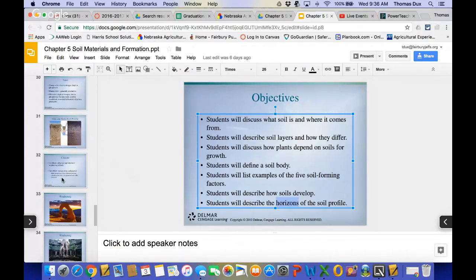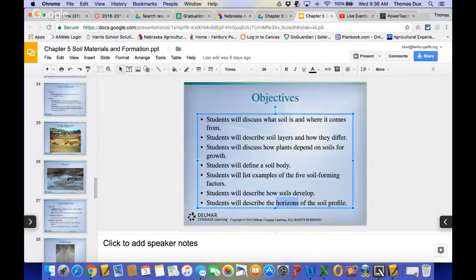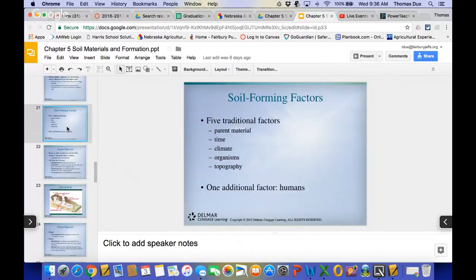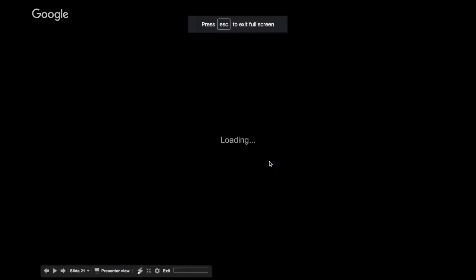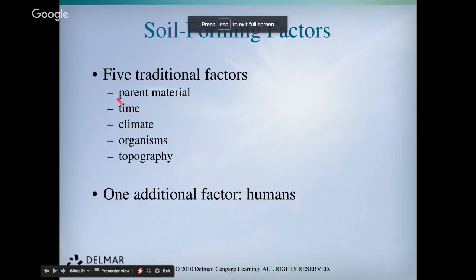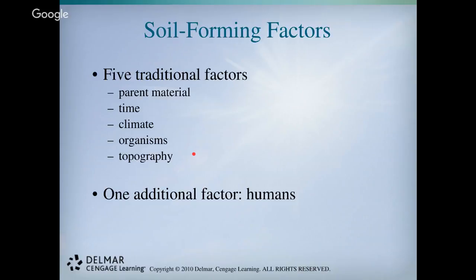So let's start off today by talking about the 5 soil forming factors, and these are the 5 traditional factors here. We have the parent material, time, the climate, organisms, and topography. There we go. And we're going to go through each of these and some of the different vocabulary that go with each of them, so you know what each of them are.